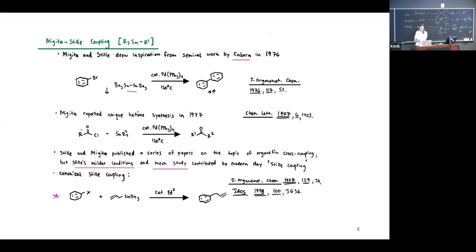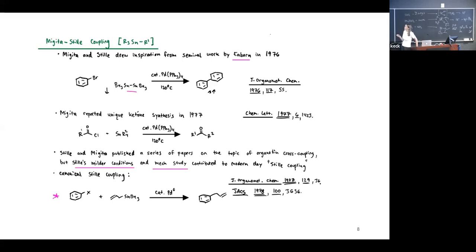Okay, so the next coupling we'll talk about is the Kosugi-Migita-Stille, commonly just referred to as the Stille coupling. Both Migita and Stille published on this, and I think they really drew inspiration from this example by Eaborn. Eaborn in 1976 actually reported the first example of a coupling using tin as a transmetalating reagent, but maybe it wasn't really realized here.